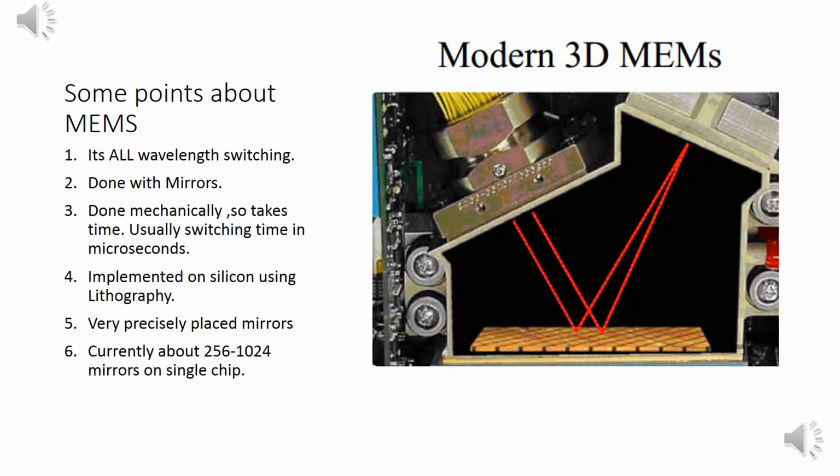In microelectromechanical systems technology, a number of very small mirrors are etched over a silicon chip using photolithography. Using MEMS, all wavelengths, irrespective of their length, can be switched. Mirrors are placed very precisely in order to give efficient results. Currently, around 256 to 1024 mirrors are implemented on a single chip.